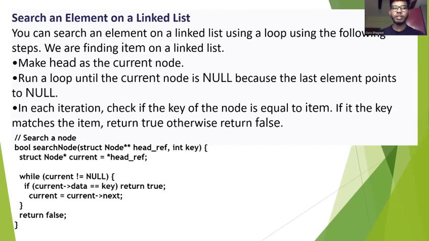Make the head the current node, then run the loop until the current node is null, because the last element points to null. In each iteration, check if the key of the node is equal to the item. If the key matches the item, then return true, otherwise return false. And this is all about searching.